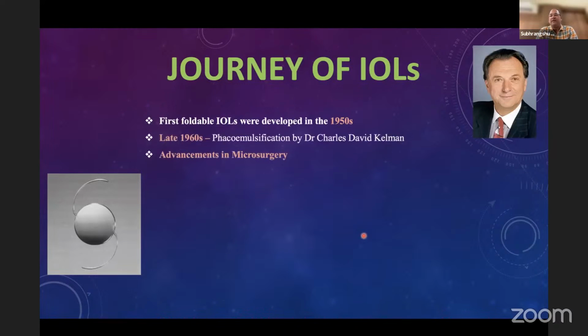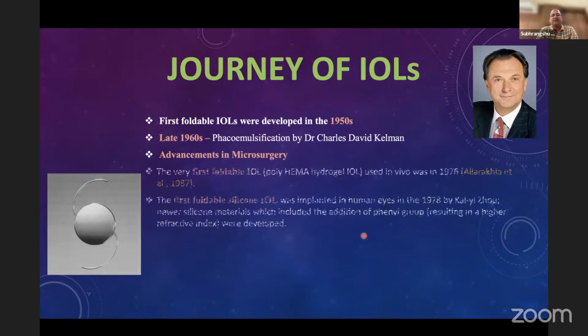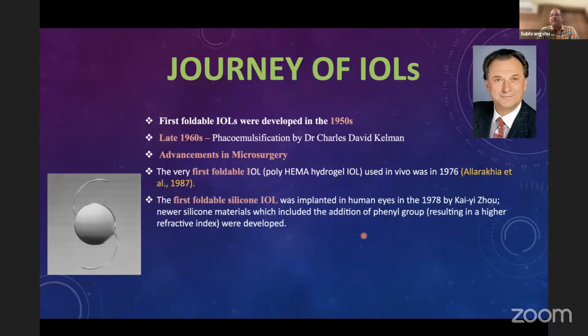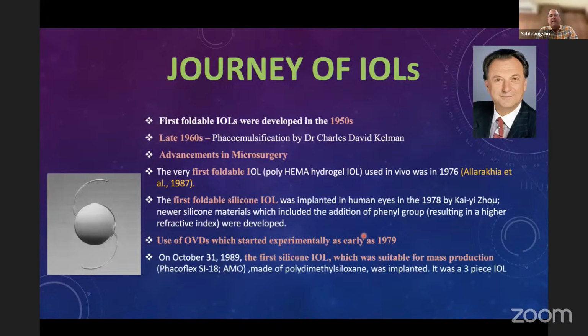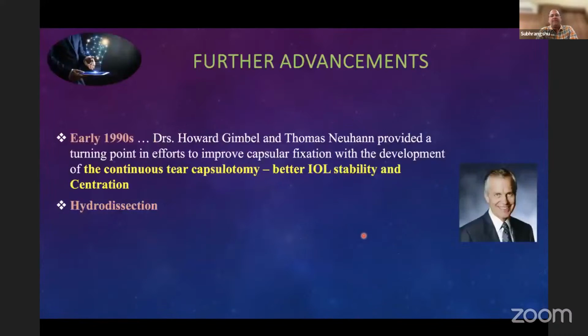So summarizing briefly the journey of IOLs, the first foldable IOLs were developed in the 1950s. Late 1960s, phacoemulsification was introduced, and there were further advances in microsurgery as well. The very first foldable IOL was used in vivo in 1976. The first foldable silicone IOL was implanted in the human eyes in 1978. Then in 1979 came the use of OVDs, and in 1989 October, the first silicone IOL which is suitable for mass production was implanted, a 3-piece IOL.